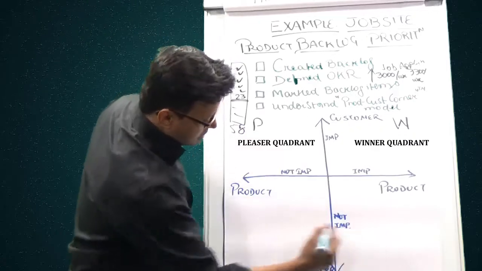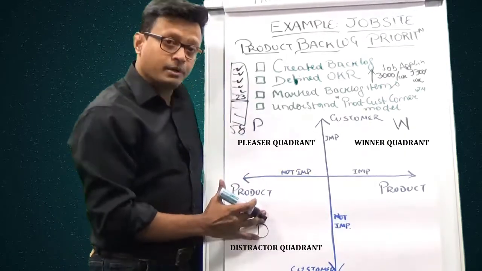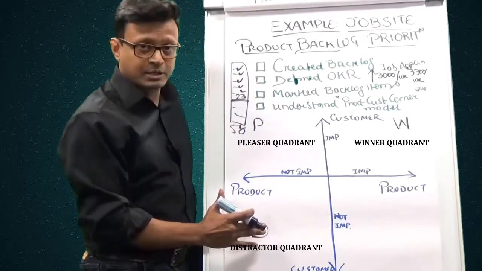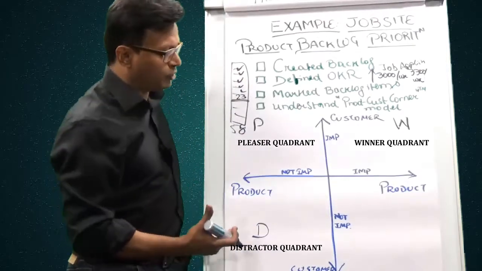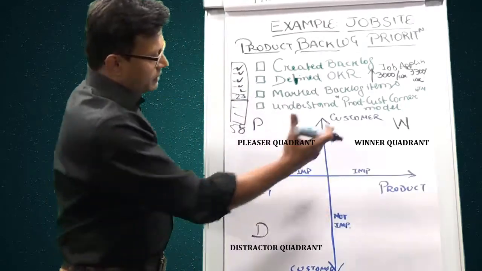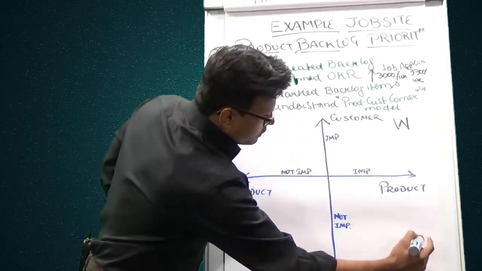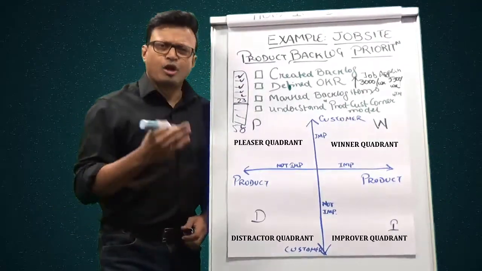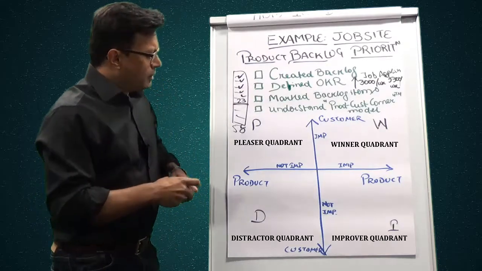This is your distractor quadrant, where the things that land over here are neither important for the product nor important for your customer. Somehow it has come into your backlog, so you have to classify it one way or the other. And finally, after the winner, pleaser and distractor, this is your improver quadrant, things which are important for the product but not that important or evident for the customer.